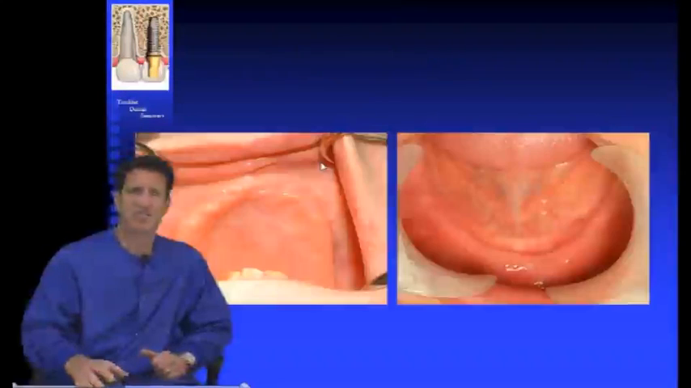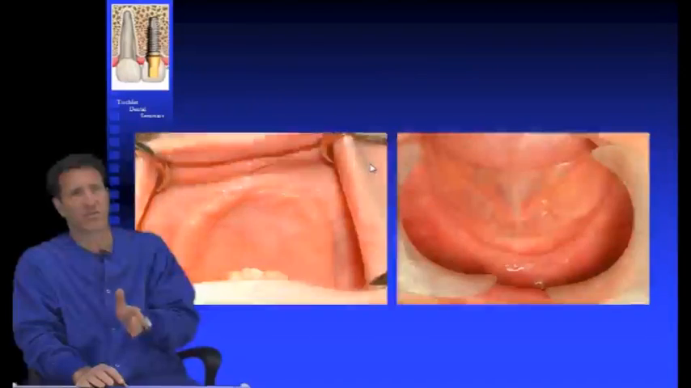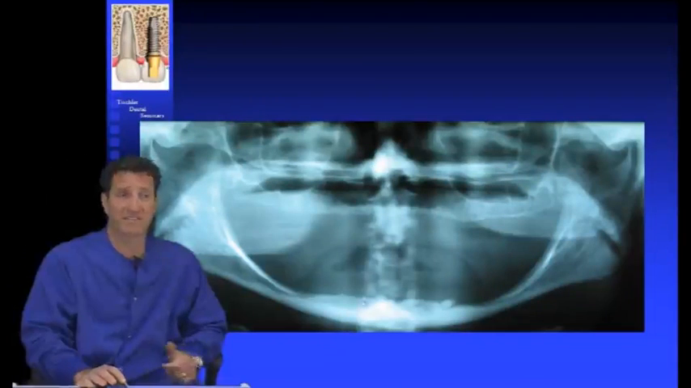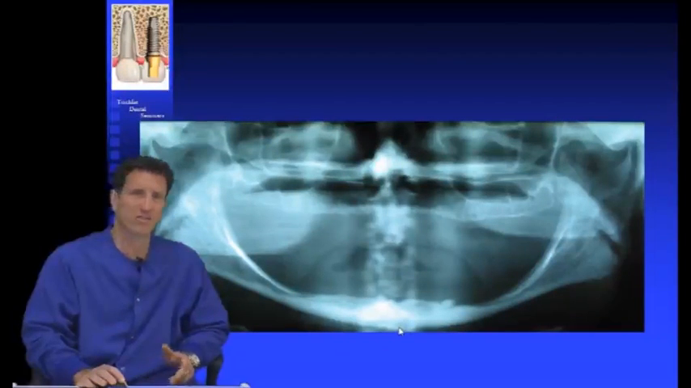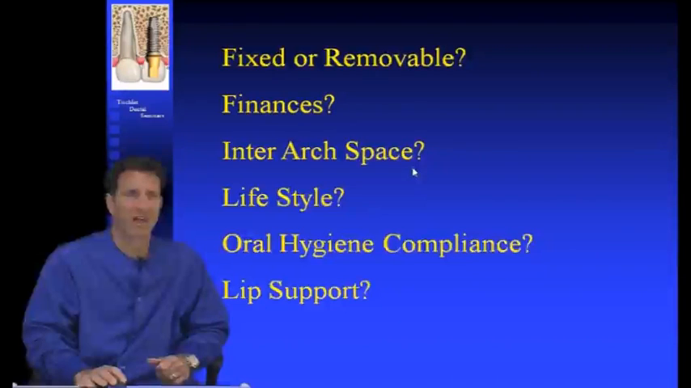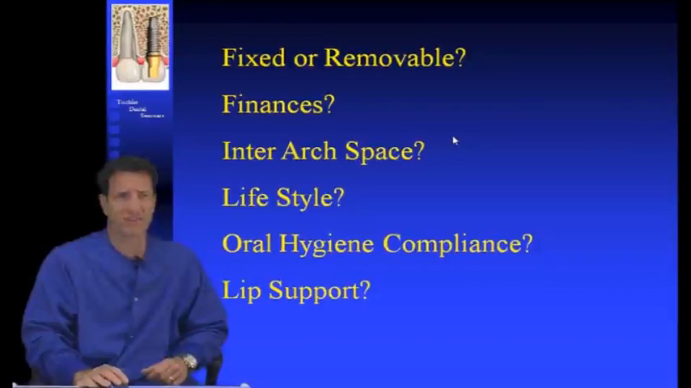Now, these are some of the questions that we're looking at. Is it going to be a fixed bridge or a removable prosthesis? What are the finances involved? What is the inter-arch space? What is the lifestyle of the patient? Can they tolerate a provisional for 9 to 12 months? Will they be compliant with hygiene? And how much lip support do they need? These are things you're going to ask yourself. Carl Misch's textbook on dental implant prosthetics is certainly something I would recommend. It's a good overview and a good research book to have on implant dentistry.